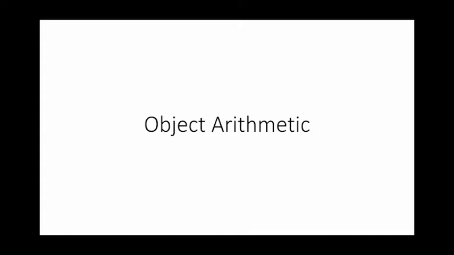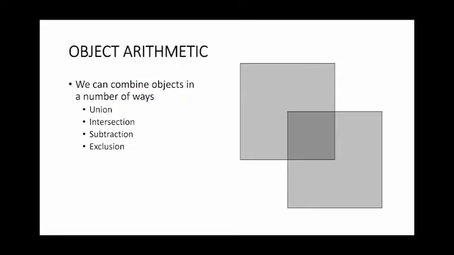Hello, and welcome to the next lesson in developing spatial thinking. Today we're going to be going over a subject called object arithmetic. So let's jump into what object arithmetic means. Object arithmetic is a method by which we will combine objects and develop a resultant image.